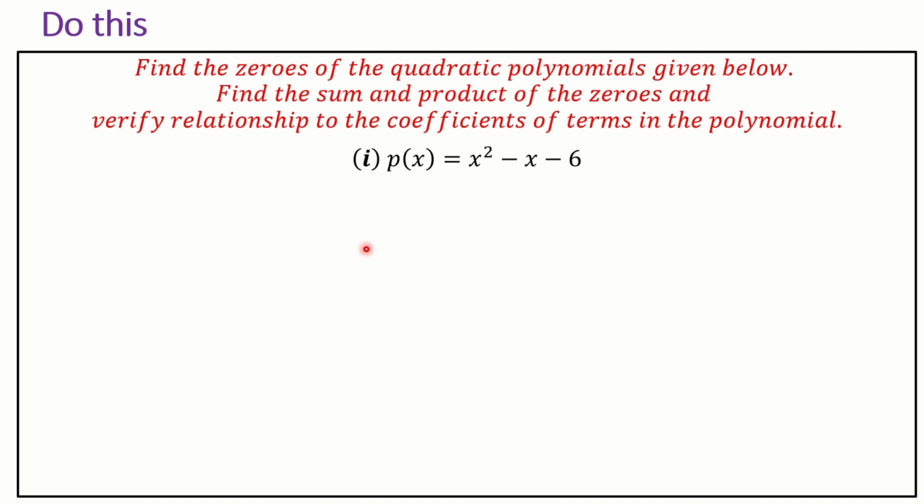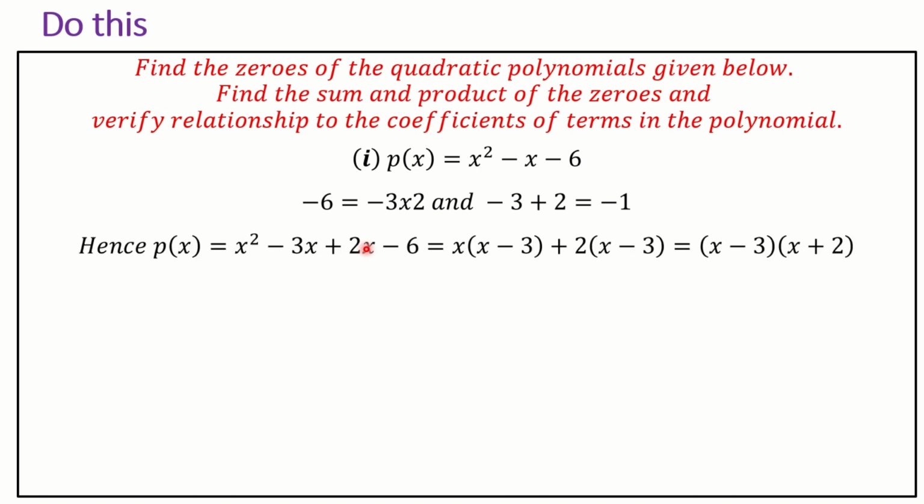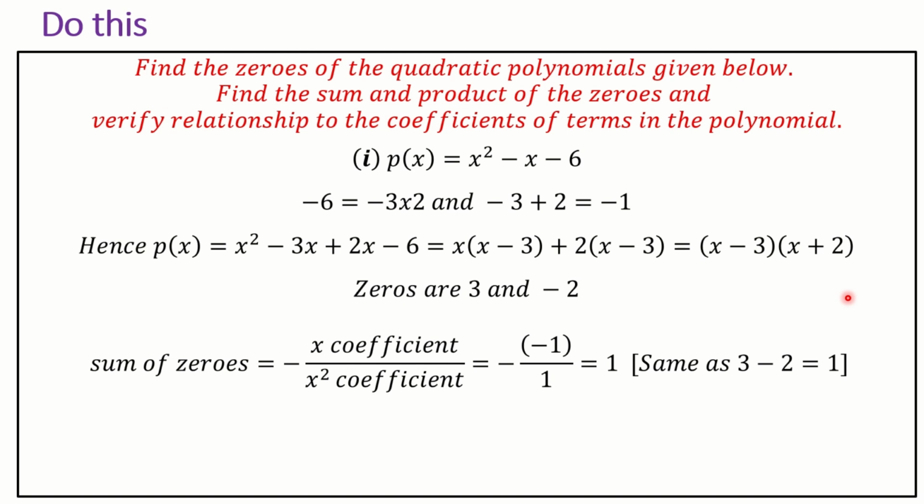This question I'll do. P of x equal to x square minus x minus 6. Minus 6 can be written as minus 3 into 2, so minus x can be written as minus 3x plus 2x. That is how we factorize, right? So x square minus 3x plus 2x minus 6, which is equal to x minus 3 into x plus 2. You equate this to 0, correct? So the zeros are 3 and minus 2.